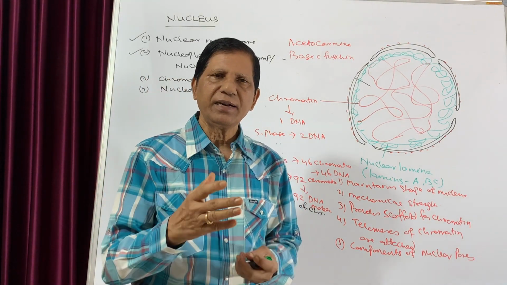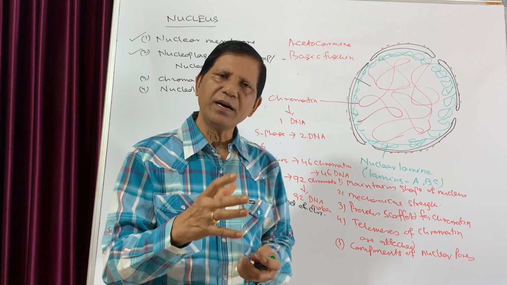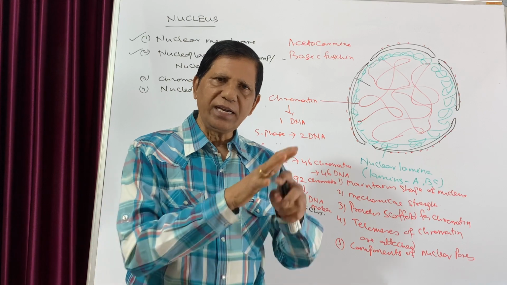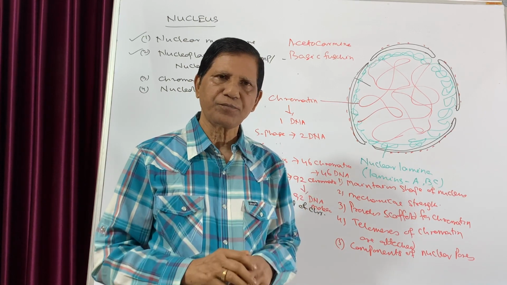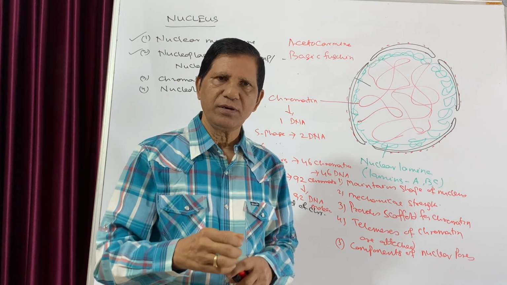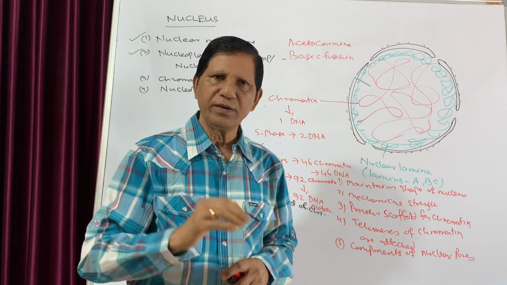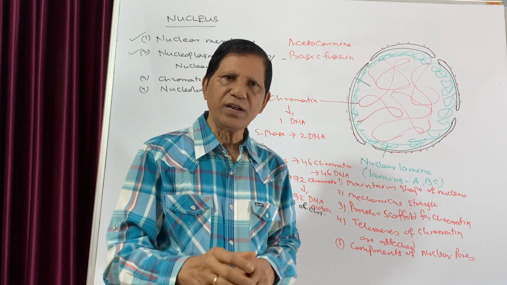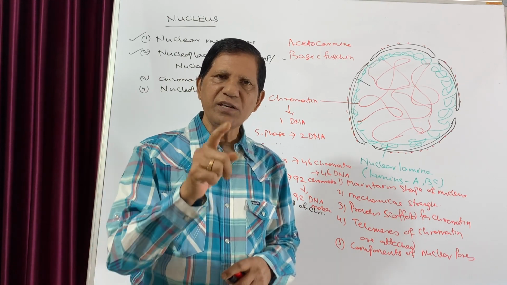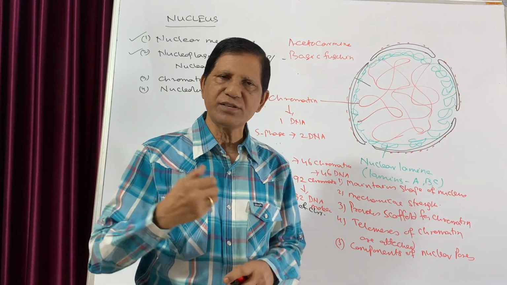Suppose we take 10 potatoes, 10 brinjals and 10 onions. In each case the number is 10. But when we weigh 10 potatoes, the weight will be one value, 10 brinjals the weight will be different, 10 onions the weight will be different. That means the number is the same, but the weight becomes different depending upon the size.